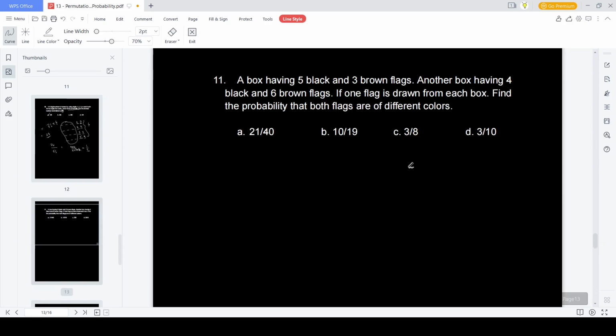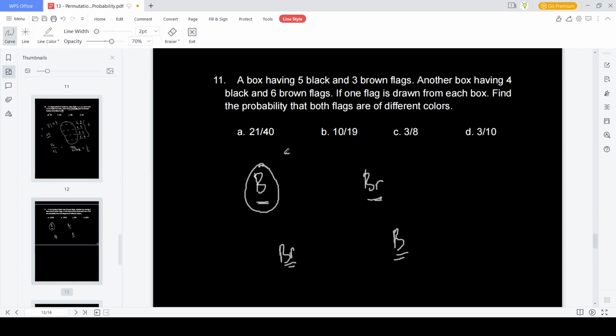That's all. Next question. A box having 5 black and 3 brown flags. Another box having 4 black and 6 brown flags. If one flag is drawn from each box, find the probability that both the flags are of different color. Different color means it can be either black picked first and then brown picked, or brown picked first and then black picked. So we have to calculate the probability.